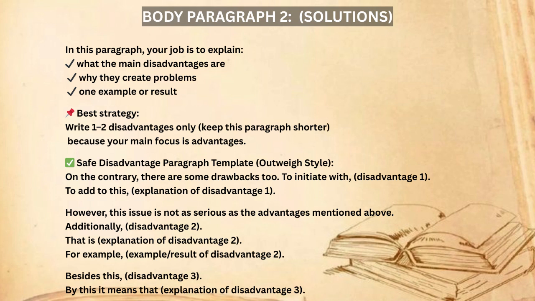1. To add to this, explanation of disadvantage 1. However, this issue is not as serious as the advantages mentioned above. You can use additionally, disadvantage 2, that is, an explanation of disadvantage 2. For example or result of disadvantage 2.